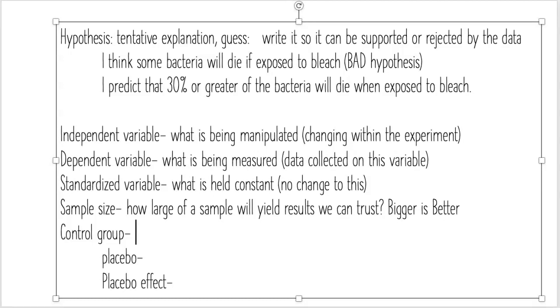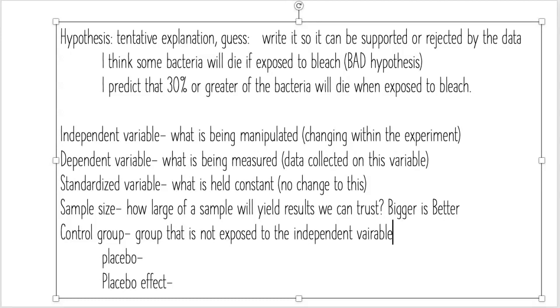All right, so now we got our experiment set up. Maybe we're doing the plants, we're doing the bacteria, we're doing whatever experiment. We need a control group. All right, so a controlled group is a group that is not exposed to the independent variable.